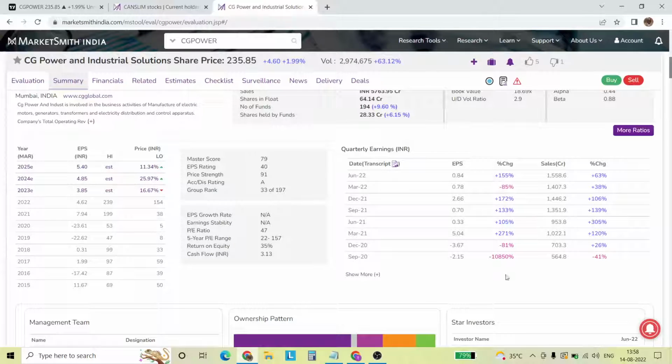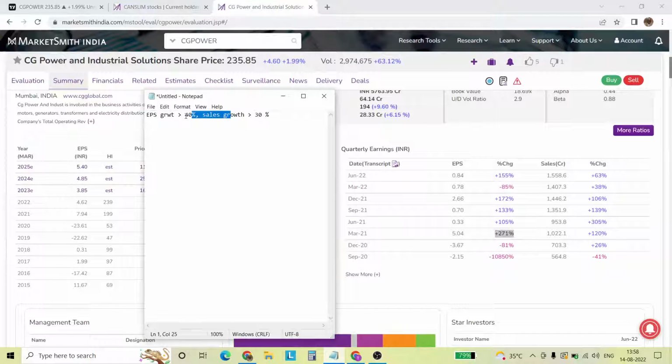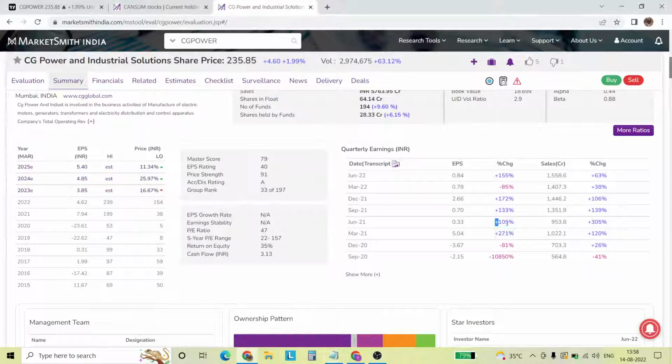Yeah, so this is earnings and sales. Look at this growth, the triple digit. All I'm looking for is greater than 40%, and here it is 270%. It has been growing like anything, quarter after quarter. The earnings are really growing. Even last quarter it has been 155%, and as you can see, sales growth is also happening.